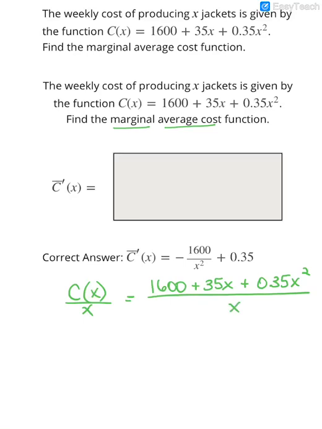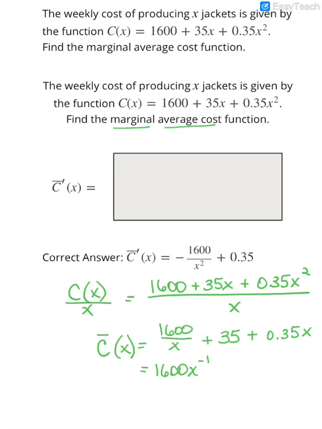I'm going to go ahead and break all of those apart, so this becomes the average cost. Breaking my fractions apart, you get 1600 over x plus a simple 35, and then plus 0.35 times x. Because they said the marginal average cost, that means we take the derivative of that. Before I take the derivative, I'm going to rewrite the 1600 over x as 1600 x to the negative first, just because it makes it easier to take the derivative.